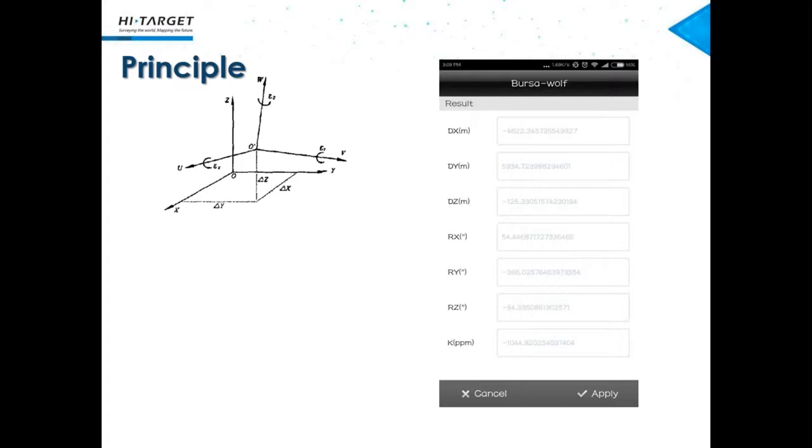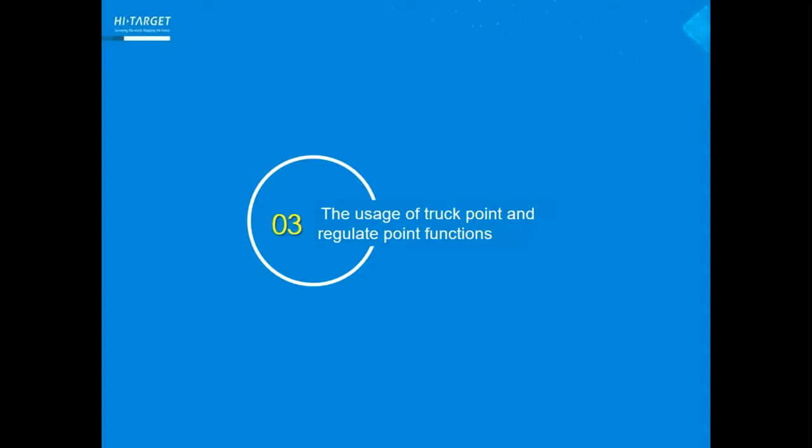So here are the steps of 2D Helmholtz parameters calculation and Bursa-Wolf parameters calculation in Hathaway. After that, I will introduce how to use regulate points and track points in Hathaway. With the regulate point function, we don't always need to install the base on a control point. We can set the base in some good environments.